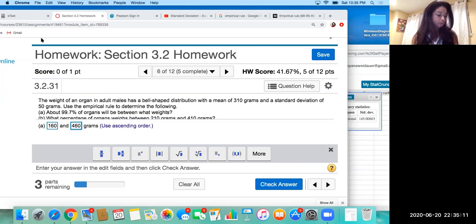Okay, so I used the 100 minus 2 times 20. That should give me, I'm looking into what range there. Oh, yeah, 60. That's where you got 60. Okay. And 140. Okay.